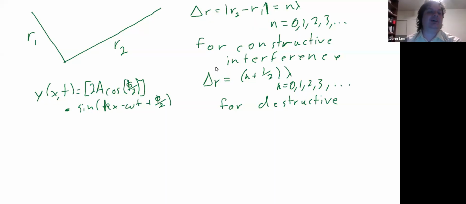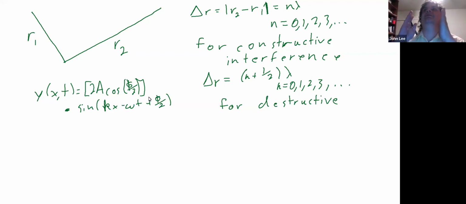The next thing we're going to talk about is constructive and destructive interference. If you'll remember from last week, we got the result that y of x and t equals 2a cosine phi over 2 times sine kx minus omega t plus phi over 2.